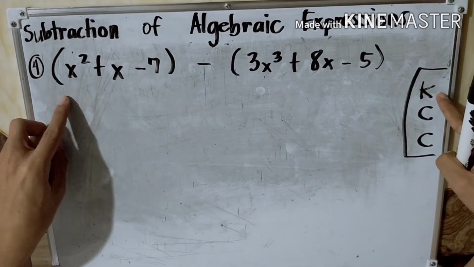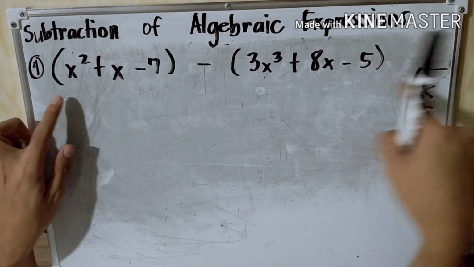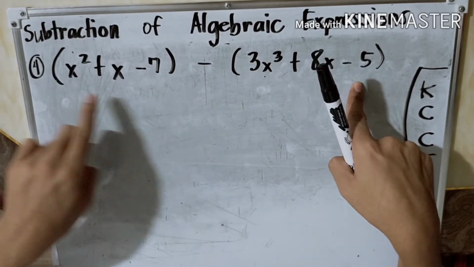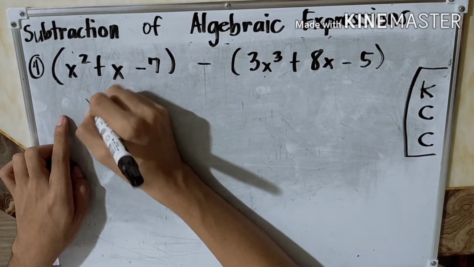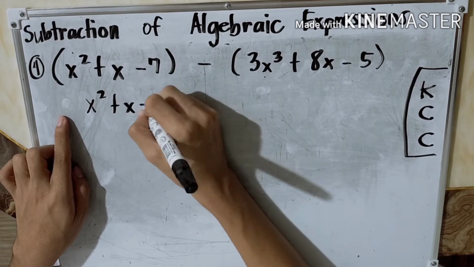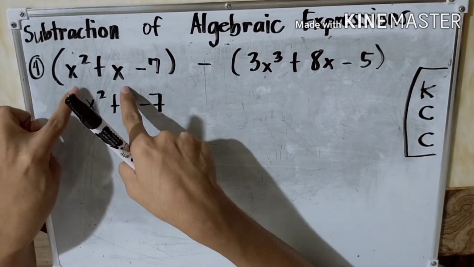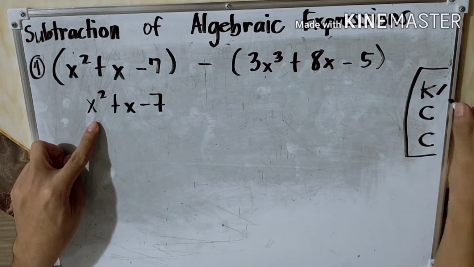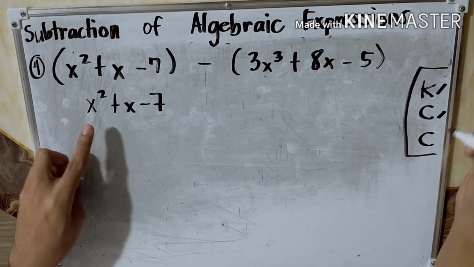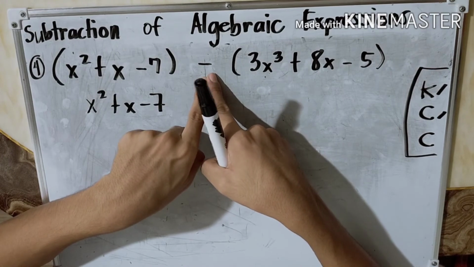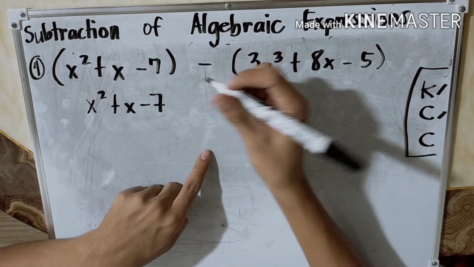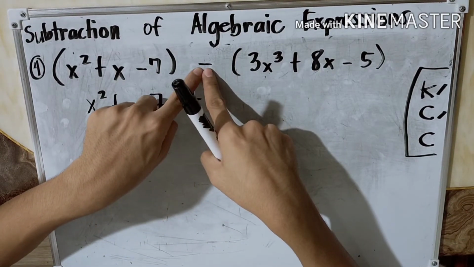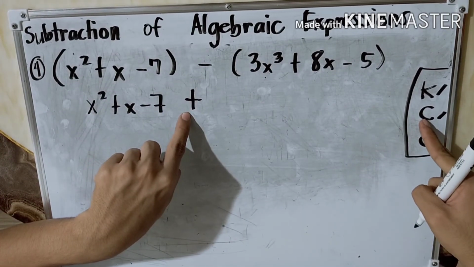Ano yung K? Keep the sign of the minuend. So, ito ang minuend, ito ang ating subtrahend. So, keep the sign. So, just copy x squared plus x minus 7. Wala tayong gagawin sa minuend. Just copy. Ano yung sunod nating C? Change. Change the subtraction into addition. So, ito magiging plus. Okay? Yung minus, naging plus. Kasi sabi, C.